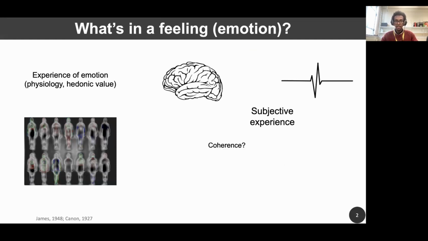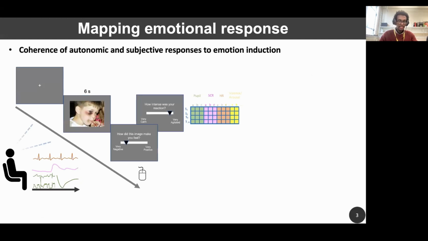For example, whether there is coherence in autonomic response to emotion or between autonomic and subjective experience, or whether we could use autonomic affective responses to differentiate the underlying emotional states. So we addressed this in this study.